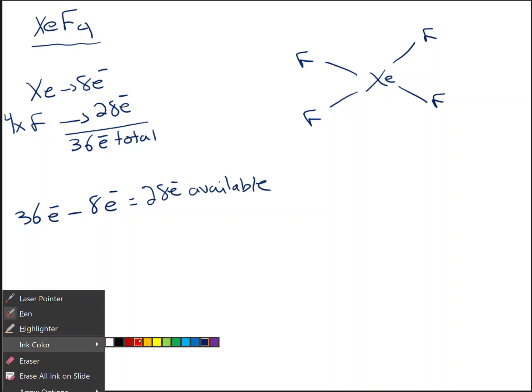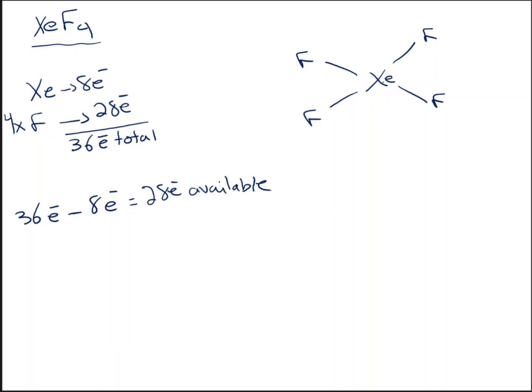Now to complete the octet for this skeleton, xenon is already octet, but we need 6 electrons for each fluorine. So we need 24 electrons to complete the octet. Now if we do available minus required, that gives you 4 electrons. So 4 electrons, meaning that I would expect extra lone pairs of electrons on the central atom. Here is the 4, so 2 and 2, 4 of them.